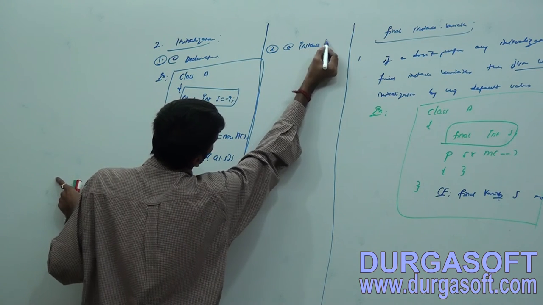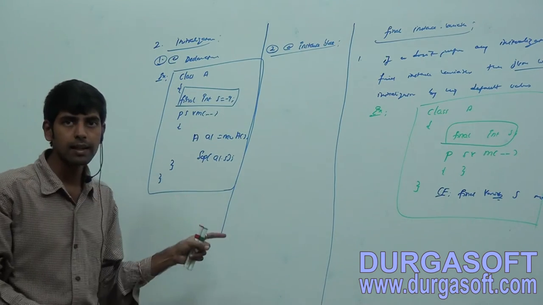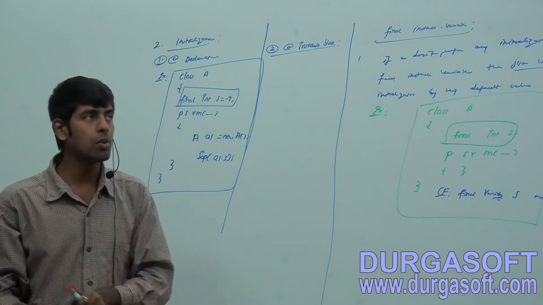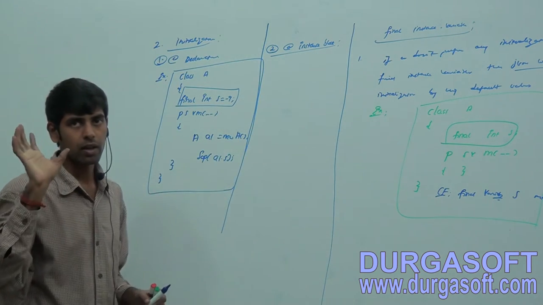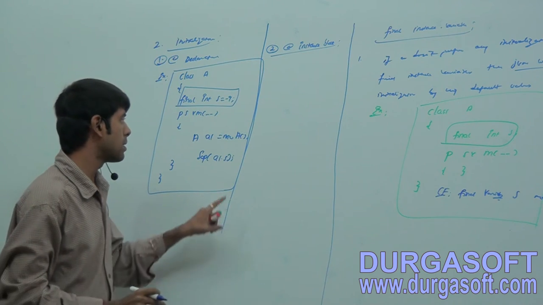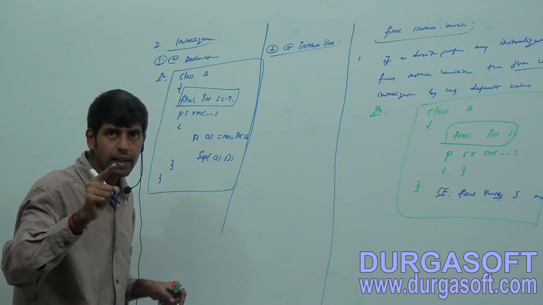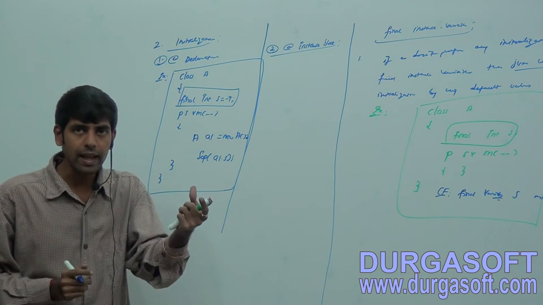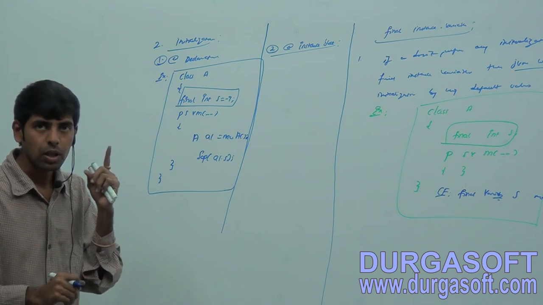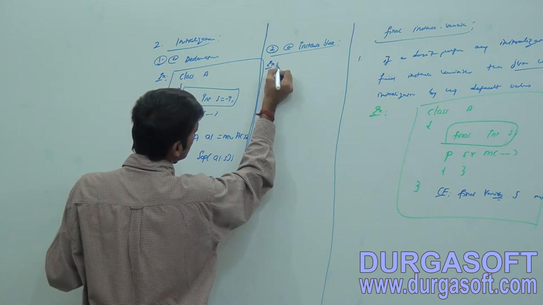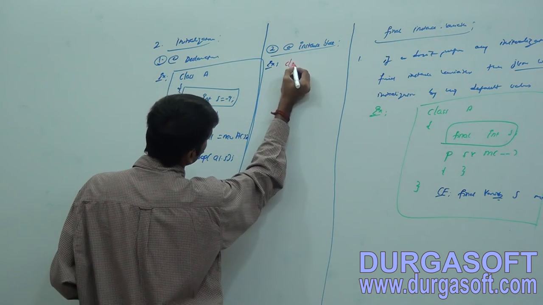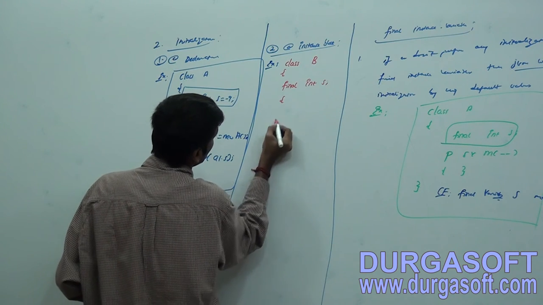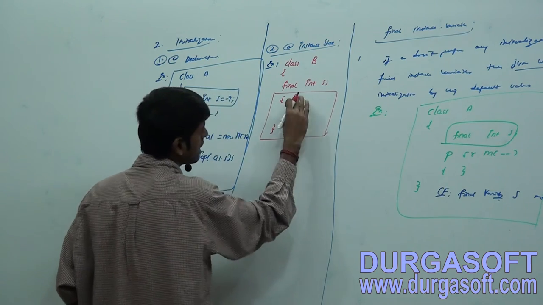At the instance block. We have seen why we can perform initialization to final instance variables at the instance block: because of instance control flow, before the second statement within the constructor executes, there will be instance control flow. We have discussed that with a good practical example. Now what is the example? Observe here, class B, final int x. What is this one, friends? It is an instance block.